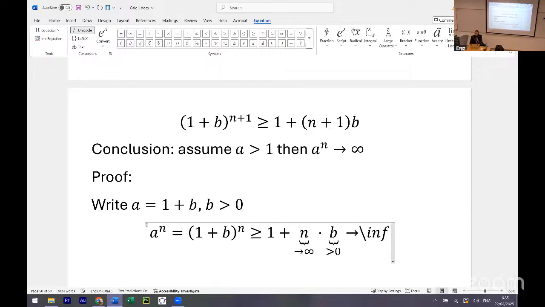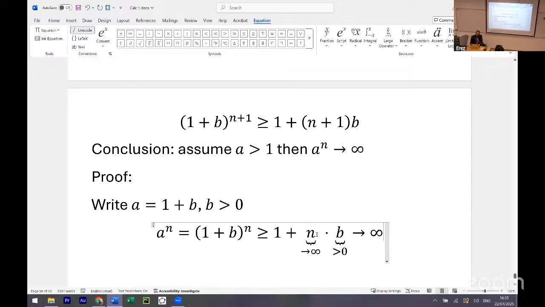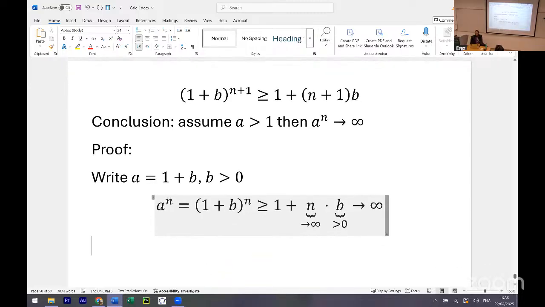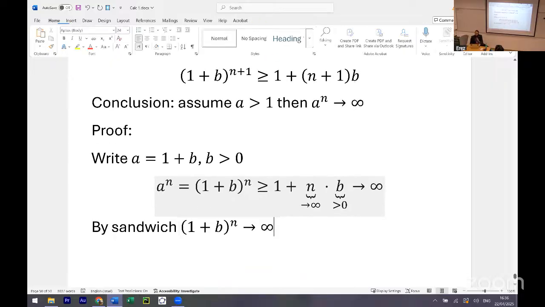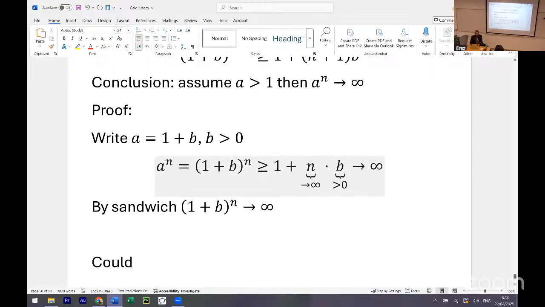But that goes to infinity. I actually did not prove, I usually don't, that n times a positive number goes to infinity. That's a really easy exercise, as easy as it gets when you understand the definition of a limit, right? But by sandwich, (1 plus b) to the power of n also goes to infinity because it's larger than something that goes to infinity. Agreed?